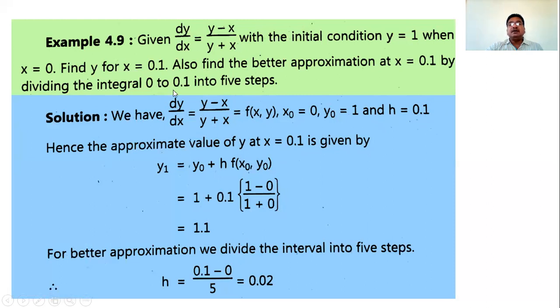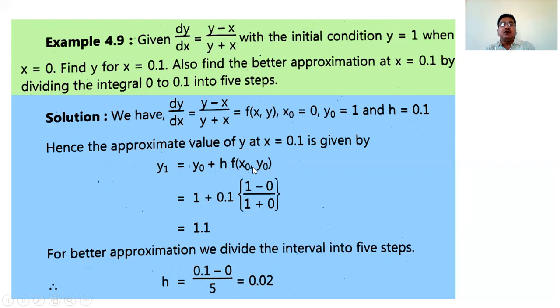And in the next part, we divide this interval into 5 parts. In the first method, h is 0.1, that is, without dividing the interval, we will find the value of y. Hence the approximate value of y at 0.1 is y1. The value of y at 0 is 1, and we have to find the value at 0.1. So y1 is equal to, what is the formula? y naught plus h f of x naught y naught.